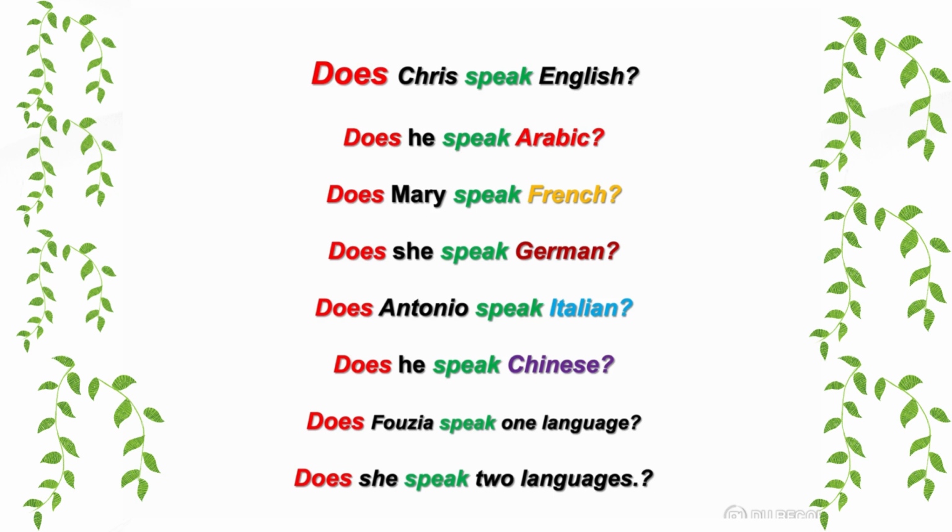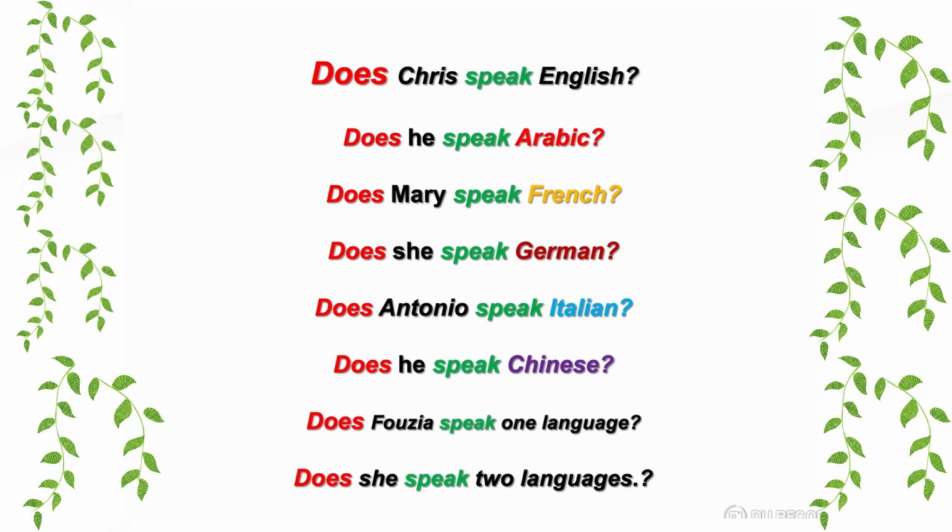Does Chris speak English? Does he speak Arabic? Does Mary speak French? Does she speak German? Does Antonio speak Italian? Does he speak Chinese? Does Fuzia speak one language? Does she speak two languages? So the same, when in the negative form or in the question form, the verb doesn't take S with he, she, it. Remember this rule.